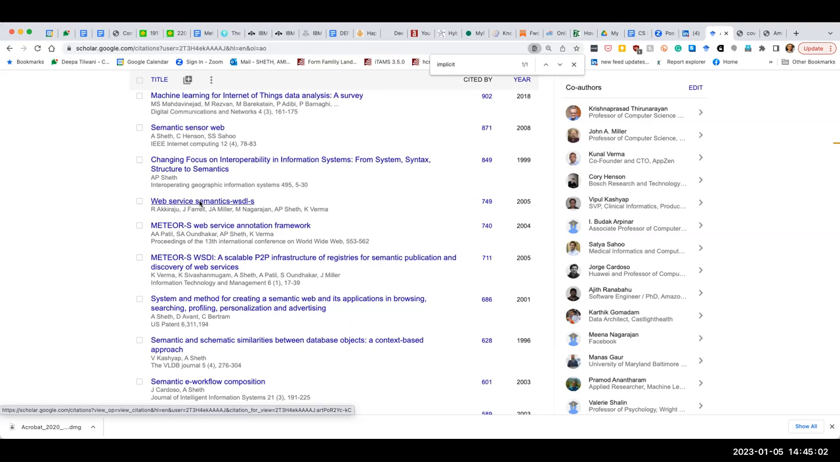There was a conference, a workshop that was held by World Wide Web. There were 4 proposals for adding semantics to services. And this WSDLS was my idea, which Kunal and Meena developed.